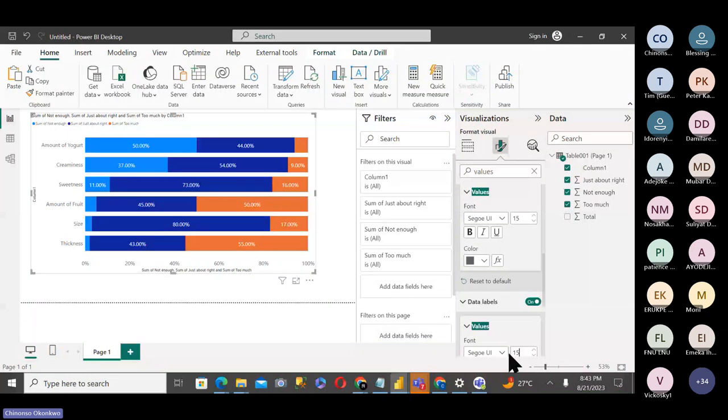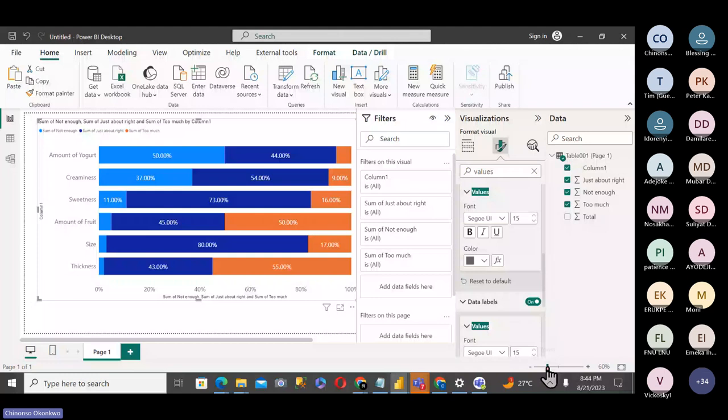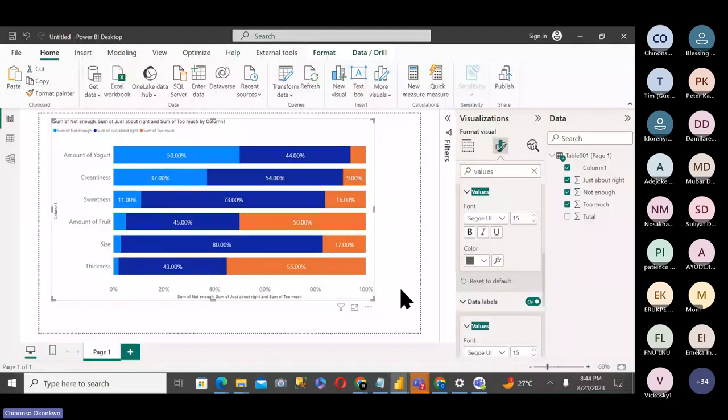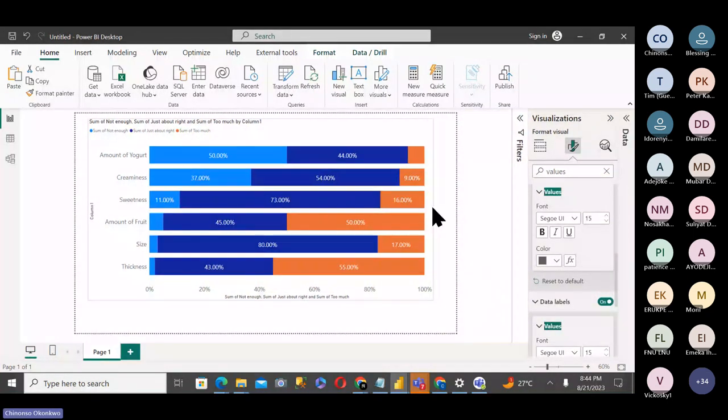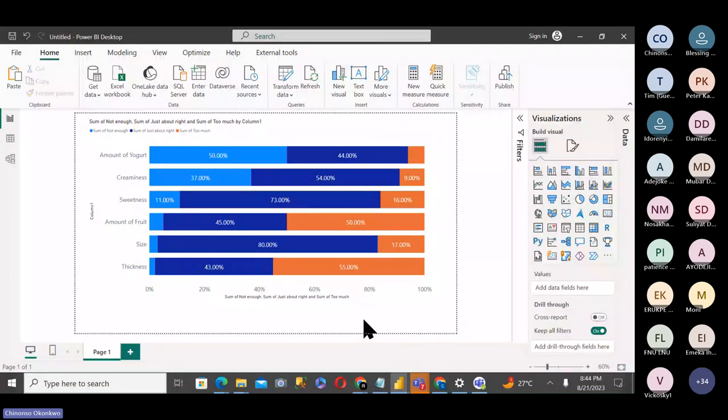Okay, let's close this filter pane. We don't need it. Let's close this and create more space for us to see. Right. So one thing you can see here is not enough, just about right, and too much. This visual is already ranked. If it wasn't ranked, I might need to rank it now. You can see it's ranked in the order of what?